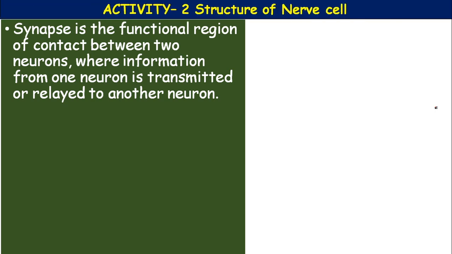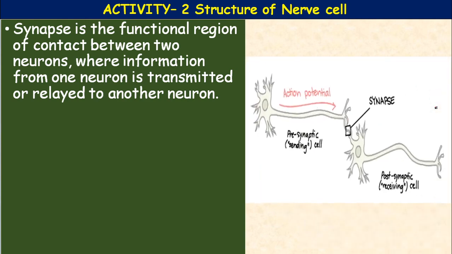Okay, synapse is the functional region of contact between the two neurons where the information from one neuron is transmitted or relayed to another neuron. See here, this is the synapse. That's why we are calling it a nerve impulse. It is also called an action potential. So it is called presynaptic sending information, postsynaptic receiving the information through this junction called synapse.